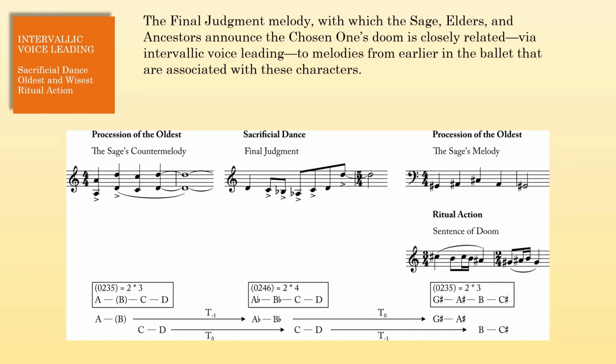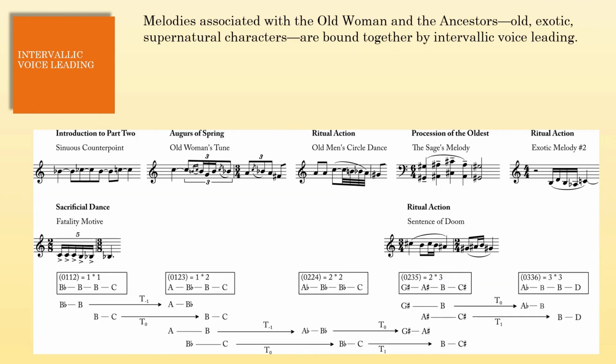The final judgment melody, with which the sage elders and ancestors announce the chosen one's doom, is closely related, via intervallic voice leading, to melodies from earlier in the ballet that are associated with these characters. Melodies associated with the old woman and the ancestors, old, exotic, supernatural characters, are bound together by intervallic voice leading.